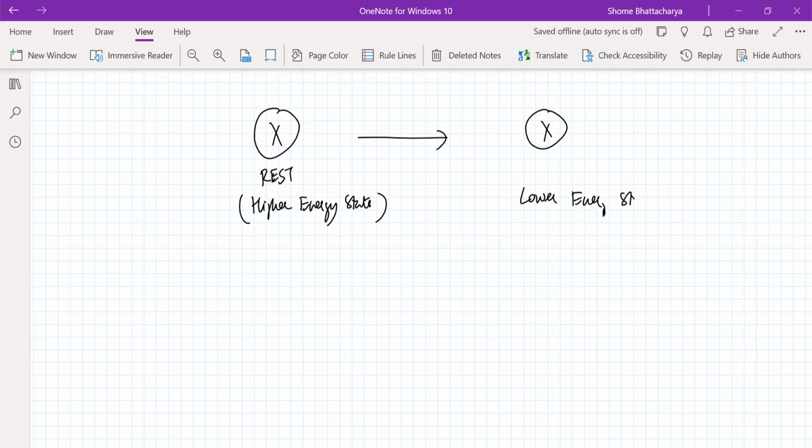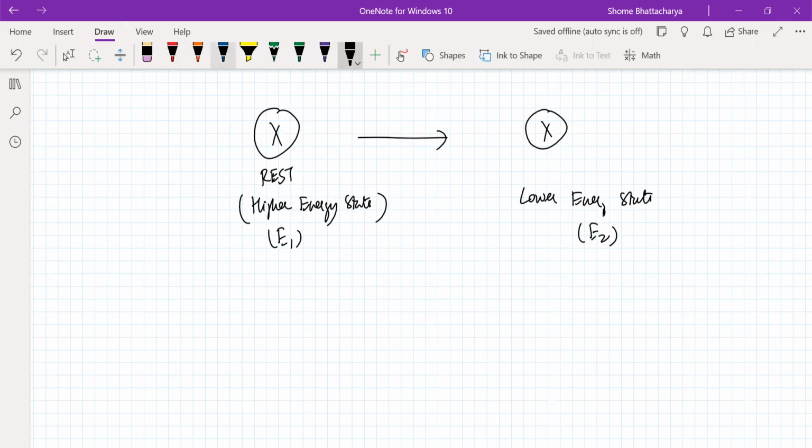Yes, sir. So let's say that lower energy state is E2, and this higher energy state was E1. But in the process to come to the lower energy state, what's happening? It's emitting a photon, or a gamma photon. Because it's emitting a photon which has momentum in this direction, it will develop a momentum itself in this direction. So momentum of X plus momentum of the photon should be 0. So their magnitude should be equal.